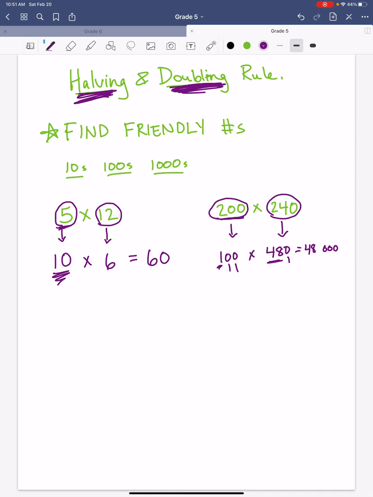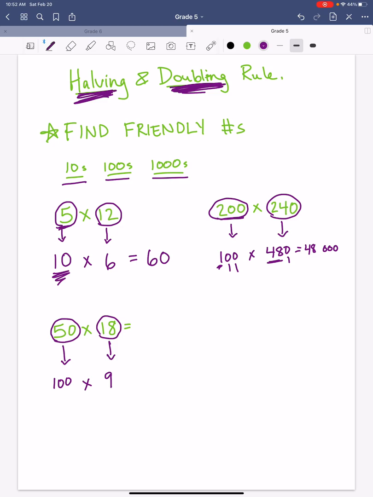Let's try another one. 50 times, let's do 18. Okay, so 50 times 18. So I'm going to be looking, can I create a 10, 100, or 1,000? Yeah, I totally see that if I doubled that 50, that would become 100. So I doubled that one, so that means I have to cut the other one in half. 18 cut in half is 9. That's a super easy equation now, isn't it, right?